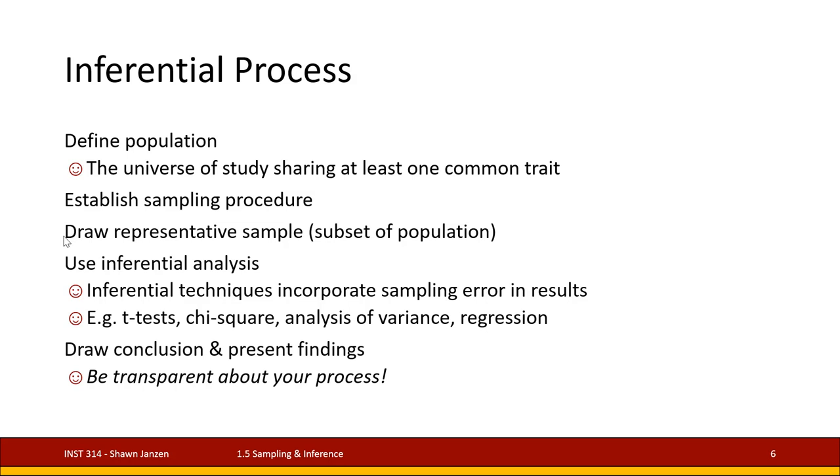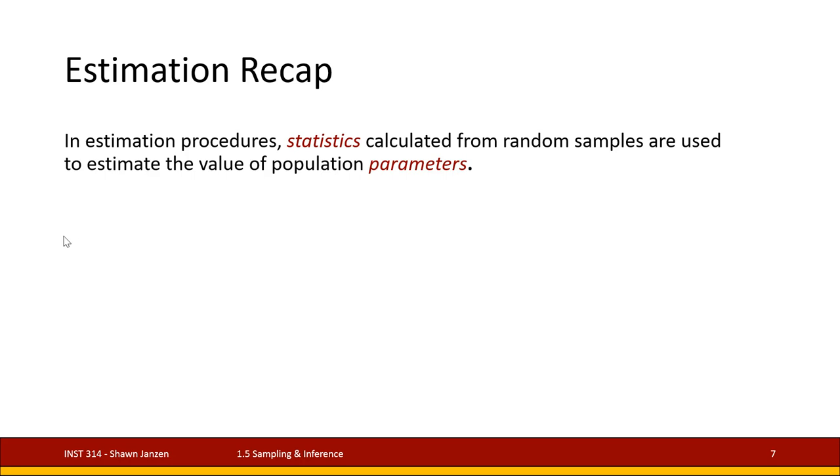Each inferential analysis and its techniques incorporate an amount of sampling error into the results, and we'll learn how each of those takes that into account as we go. Once you're done and you draw your conclusions and evaluations, go ahead and share those with who you need, but make sure you're transparent about your findings. This is very important for accountability. So just to recap again, statistics come from samples where populations have parameters. Can you see where I'm going? That this might be a test question?